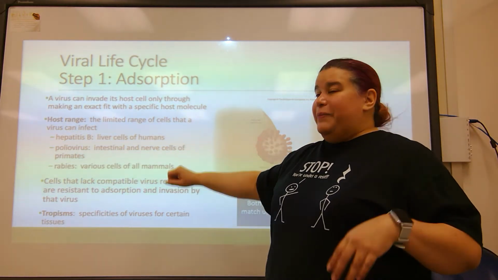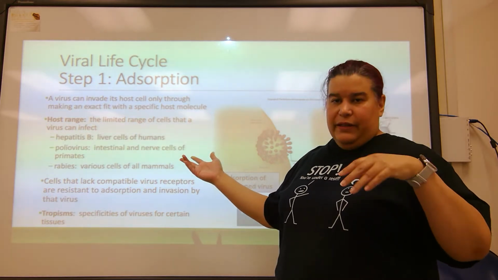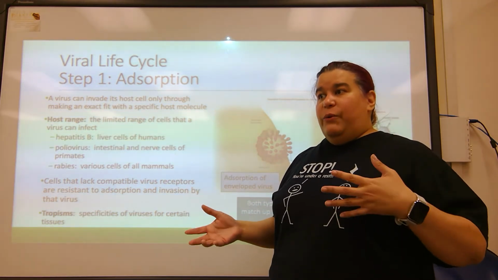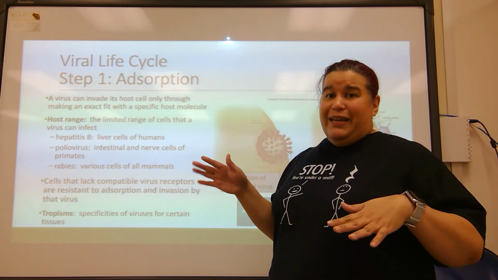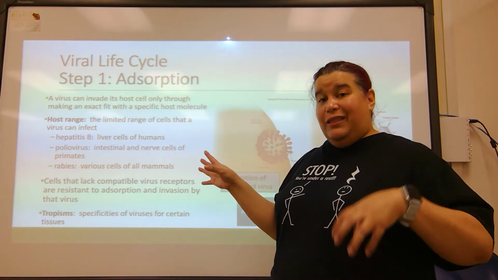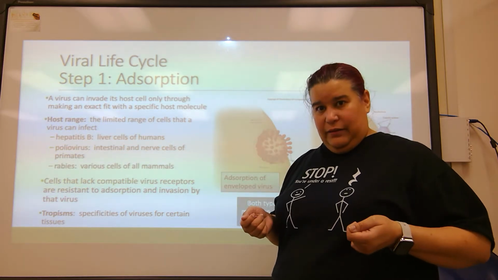So, for example, hepatitis B, specifically in this example, can only infect liver cells. If I were to breathe in hepatitis, if I were to put hepatitis on my arm, it wouldn't matter because those cells are not liver cells. They don't have the right lock that fits my key.